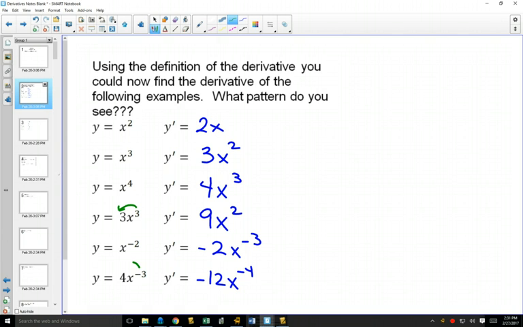Does that even work for this one? Sure enough, 4 times negative 3 is negative 12. So that explains the number in front. And that is true for this shortcut. Your exponent will come out in front and multiply by whatever the coefficient is there. The next thing we have to figure out is what happens to the exponent.